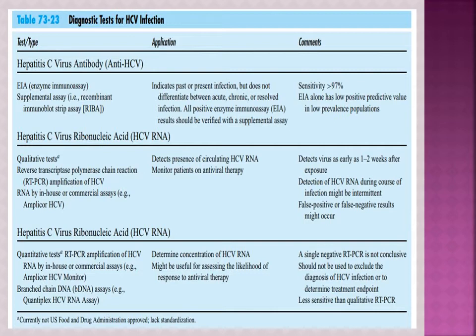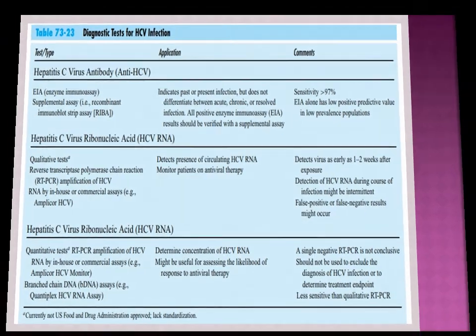And after that we have hepatitis C ribonucleic acid, or HCV-RNA. It may be a qualitative test or a quantitative test. The qualitative test detects the presence of circulating HCV-RNA, detecting the virus as early as 1 to 2 weeks after exposure. And with the quantitative test, we determine the concentration of HCV-RNA. It is less sensitive than qualitative.